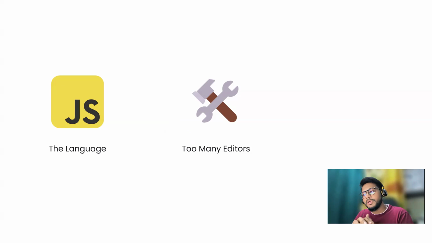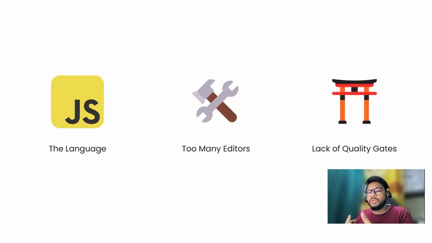But in JavaScript, everybody uses their own tooling, whatever preferences we all have, right? So there are too many editors. If there are too many editors, the control over the code that developers write is less. So the by-default quality gates are very minimal. That is one other problem that we have. So all these combined problems are there.